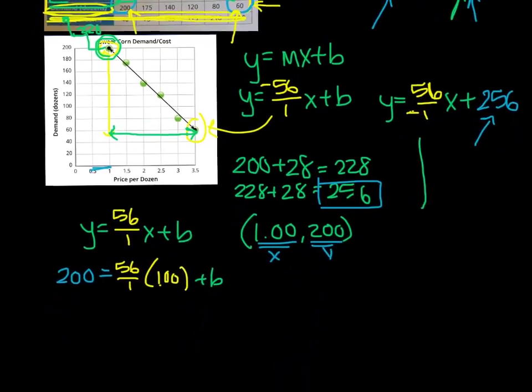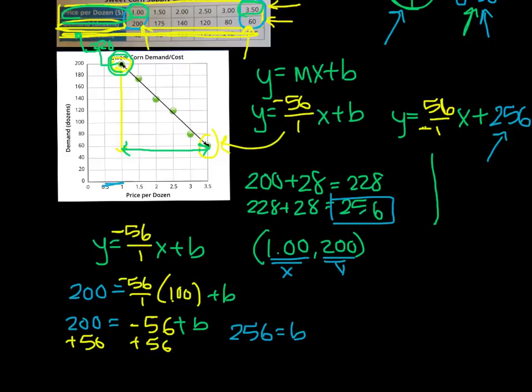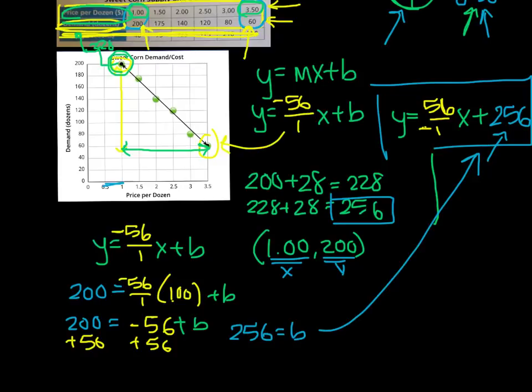So that's something super important to pay attention to. All right, so now given that scenario, let's add a negative to our slope. So we have 200 is equal to negative 56 over 1 times 1, which equals negative 56, plus b. Let's now add 56 to both sides of our equation. So we end up with 256 is equal to our y-intercept, which is b. So our final equation is the exact same one that we see there. Y is equal to negative 56x plus 256.